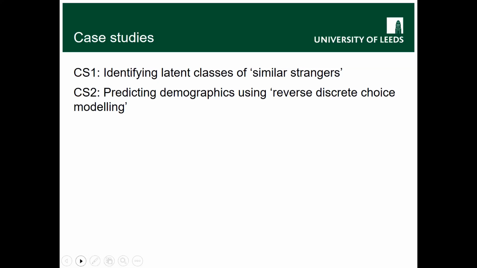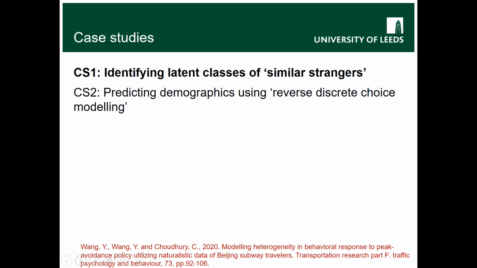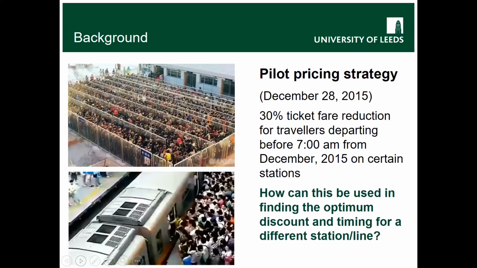So coming to the first case study, the link to the paper is given here. In this one, the background is in Beijing. There was a pilot pricing strategy for the subway, which is very overcrowded, to shift people from the peak to the off-peak. A fare reduction was offered: if people traveled before 7, they would get a 30% discount.